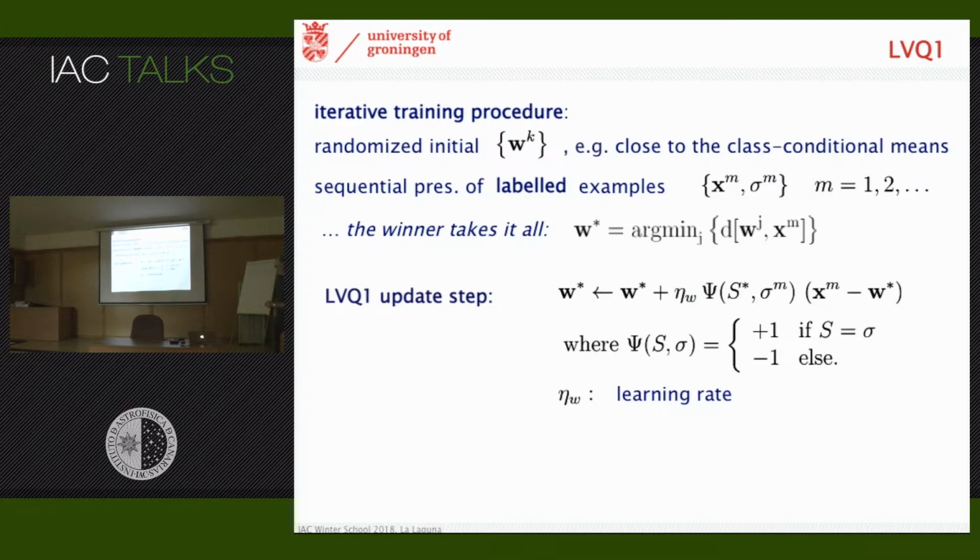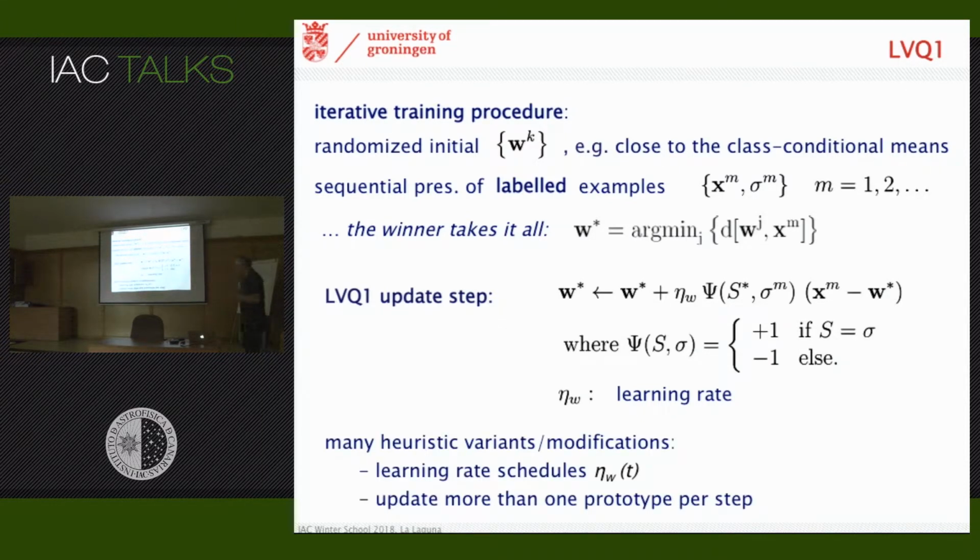And mathematically, this means you move it along this axis, and the prefactor is +1 if the label of the data point and the prototype is the same, and it's -1 else. And as in almost all machine learning algorithms, you have here a learning rate, which is like the step size of your update. How much do you move the prototype?